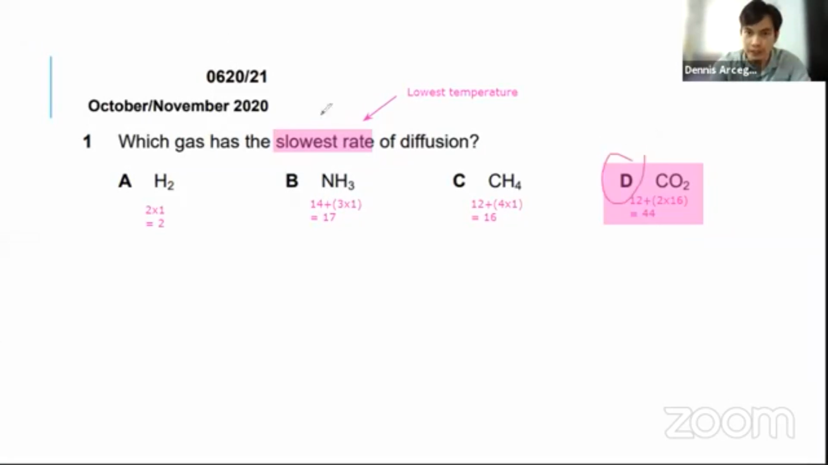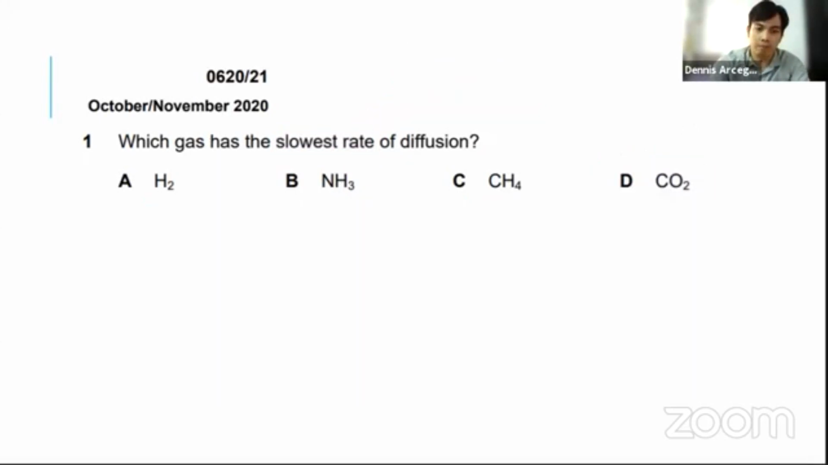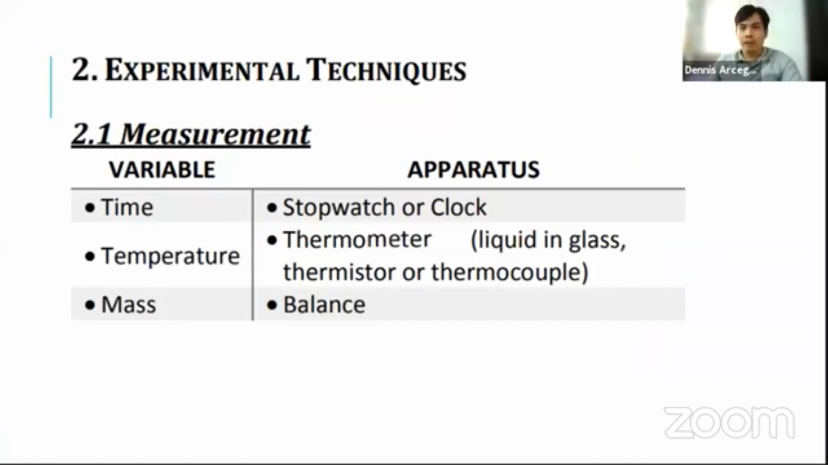But if temperature is given, you expect that the one that has the lowest temperature will diffuse slowest. Okay. But for this one, you have to know which one has the highest molecular mass. Okay, so that is for diffusion. Now, let's proceed to the next topic, experimental techniques.